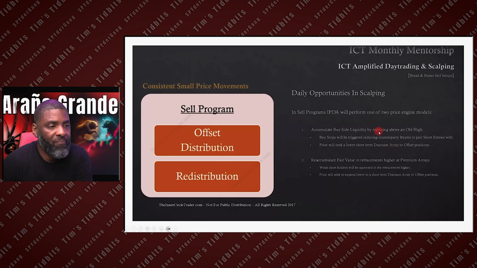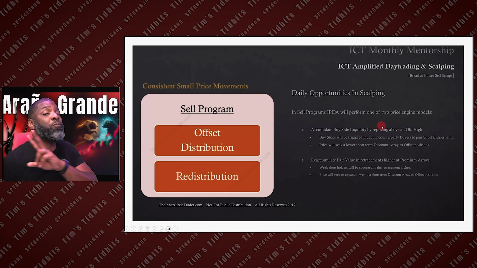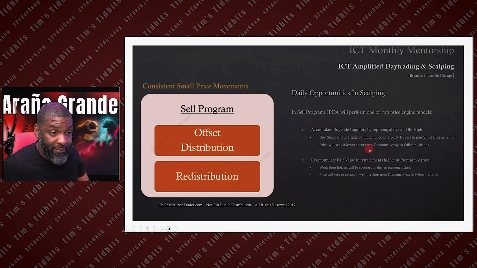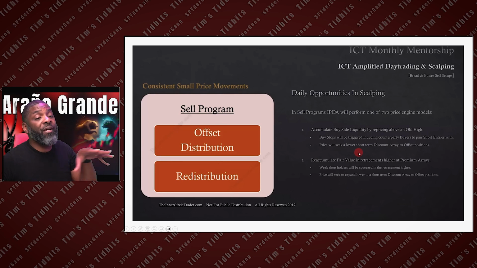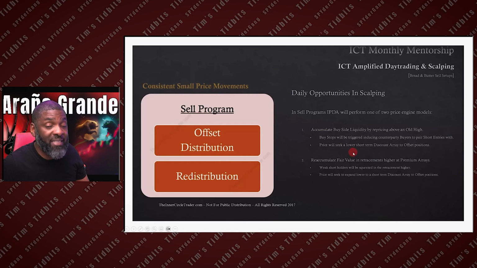Okay? Now, in a sell program, IPTA will perform one of two price engine models. Accumulate buy-side liquidity by repricing above an old high. Buy stops will be triggered, inducing counterparty buyers to pair short entries with. Price will seek a lower short-term discount array to offset positions.